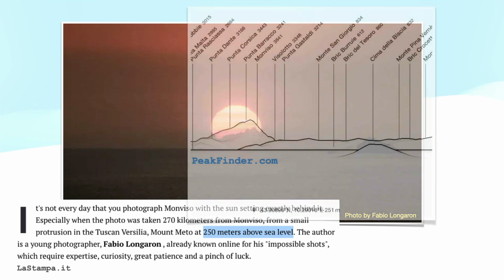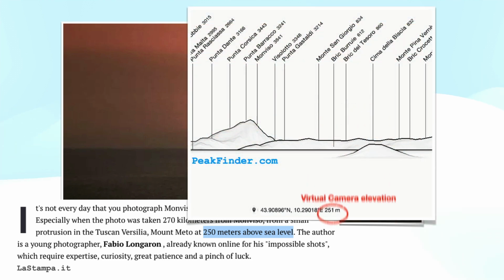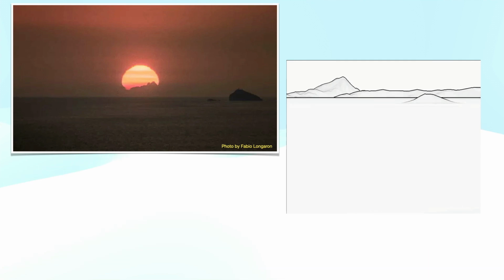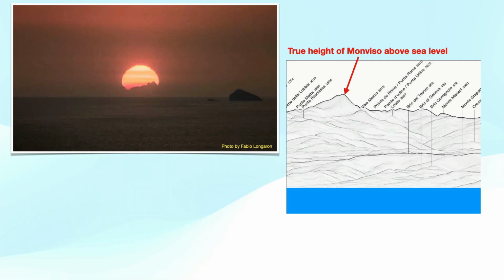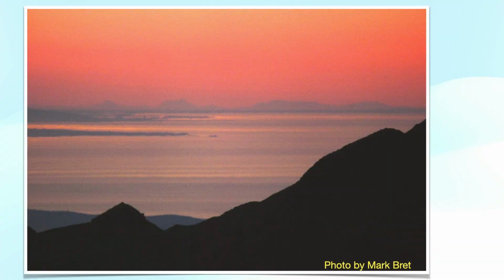Again, Peak Finder does a decent job with a matching virtual camera elevation. It's not clear how this is supposed to be proof of a flat Earth when it so closely relates to globe geometry using an automated tool like Peak Finder. To simulate the actual height of Monviso as seen on a flat Earth, I flew the virtual camera into the air and it added a bit of blue ocean. It doesn't exactly match the original real-world photo. Why is the majority of the mountain obscured in the picture?